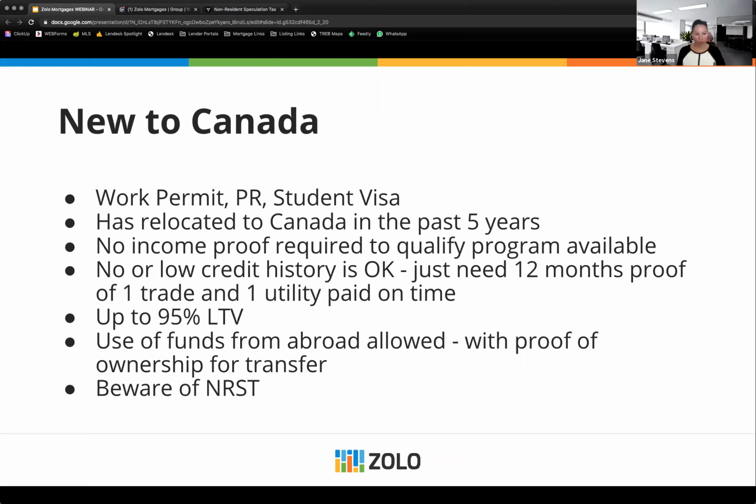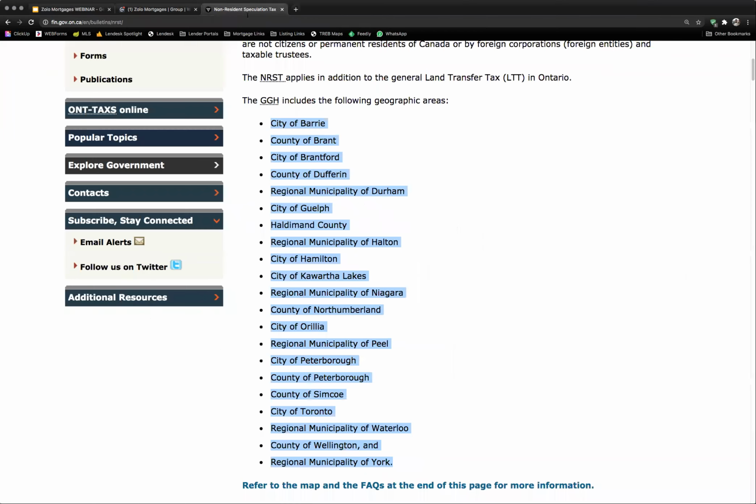And what about those who are on work permits? Yeah, we can definitely do work permits. Just be aware that we can qualify them for a mortgage based on all the criteria I've told you. Just be aware that if they are looking in these neighborhoods, then they are going to be subject to the non-resident speculation tax. So that's something to be aware of in terms of work permit.